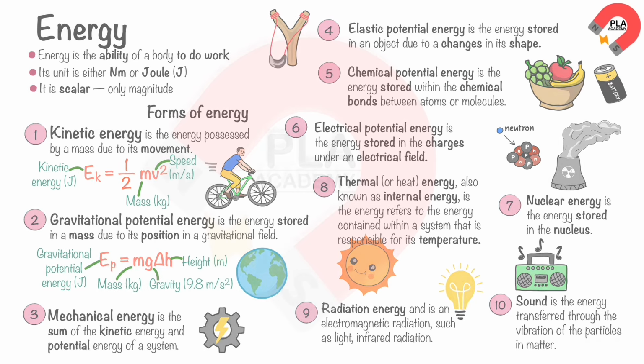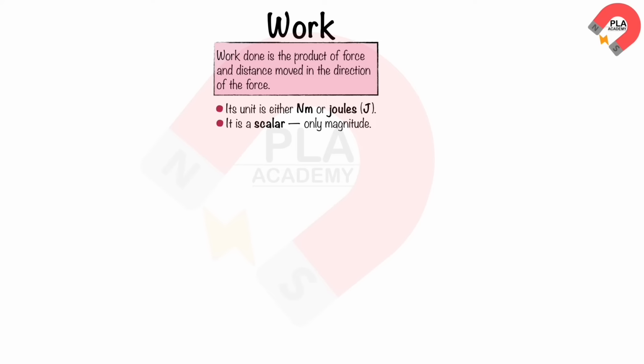Work done is the product of force and distance moved in the direction of the force. Its unit is either newton meter or joule. Work is a scalar quantity, which has only magnitude. The equation for work done can be written as W equals F multiplied by d, where W represents the work done in joules, F is force in newtons, and d is the distance moved in the direction of force in meters.